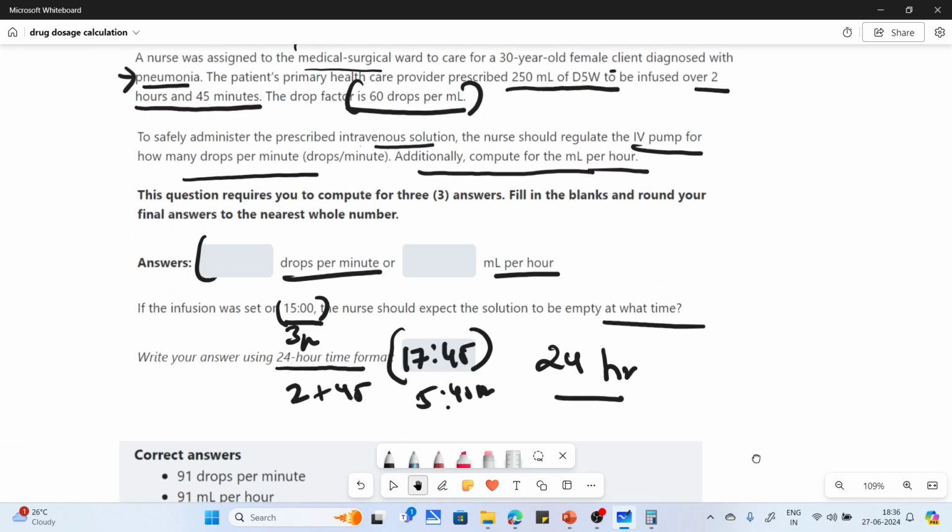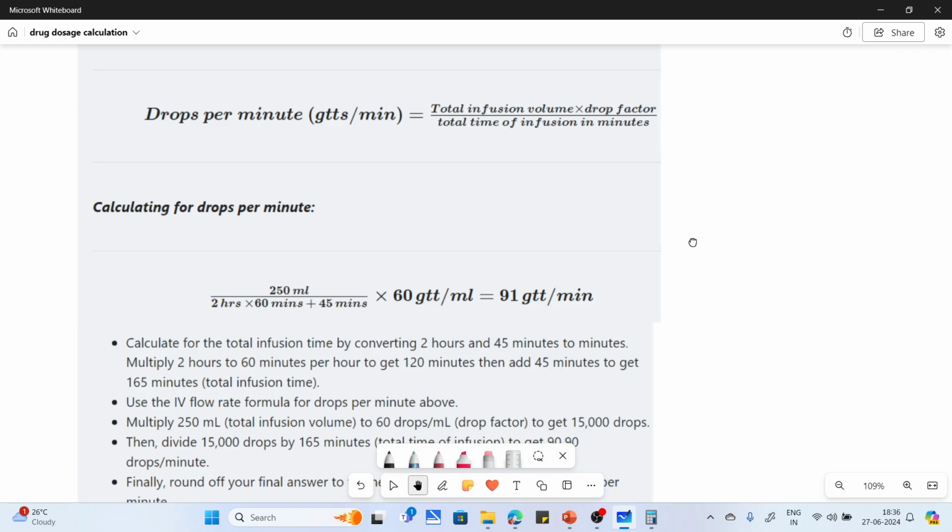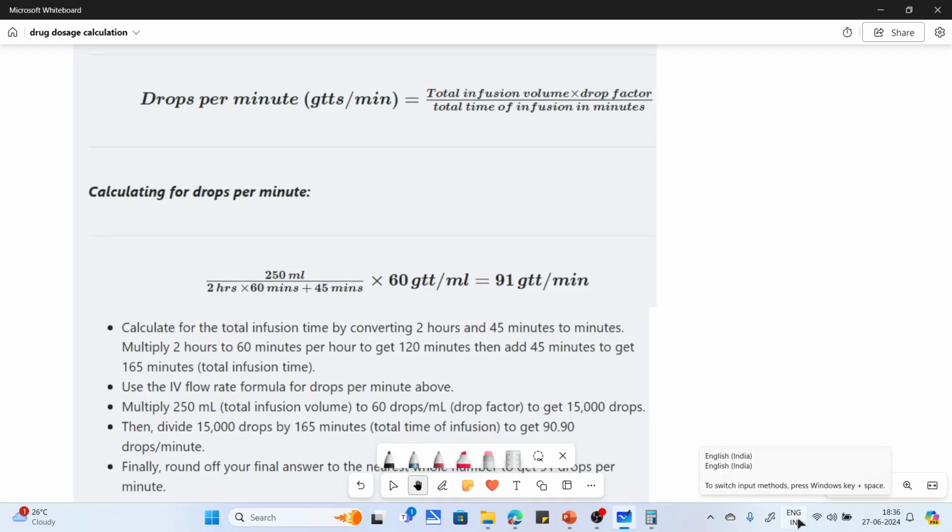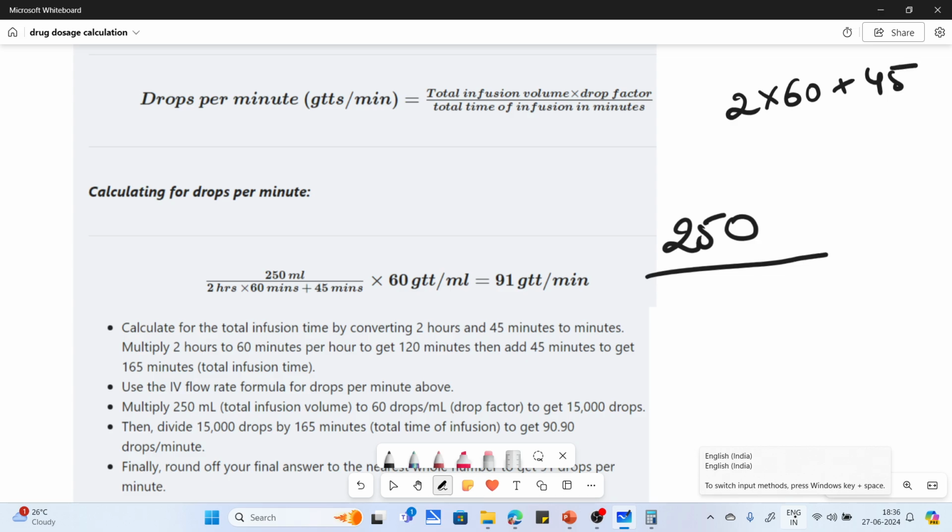So here the question is about 250 ml of dextrose 5% in water, right? That is 250 by 2 hours. They have mentioned 2 hours 45 minutes. So 2 hours 45 minutes means 2 into 60 plus 45. How much will it be? 120 plus 45, that is around 165. And the drop factor they have mentioned is 60 drops here.